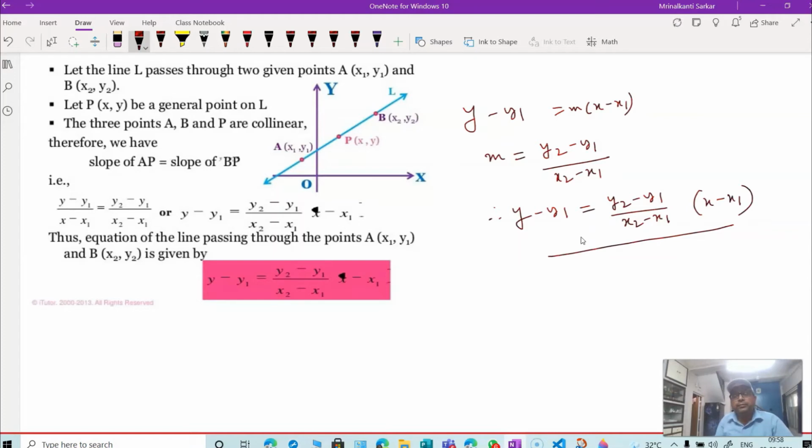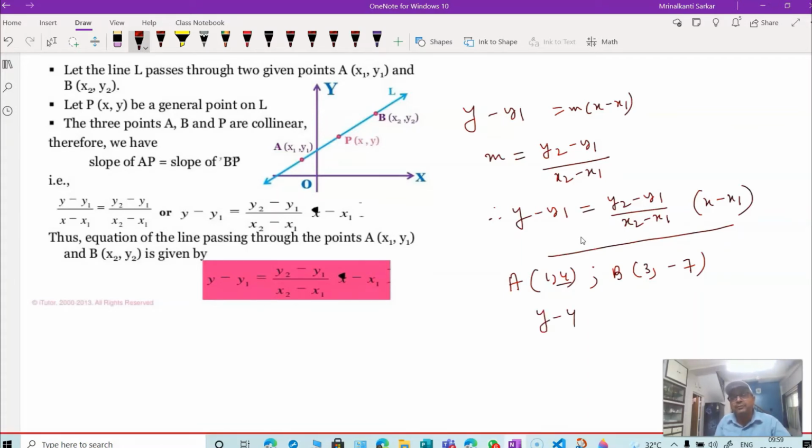In two-point form, what will be the required equation of the line passing through the two points (1, 4) and (3, minus 7)? You can take this one as x1, y1, or you can take the other one, it doesn't matter. The equation of the line apparently seems different, but when you simplify, you'll be getting the same equation.